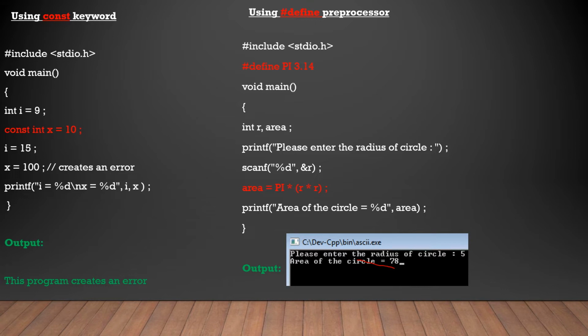So area of the circle is equal to what? Percentage D. Percentage D means it will return the value of this area to this D format specifier. So it will print the result as 78. So this is how we are going to get the result, guys, using the const variable. Hope you understood these two examples.